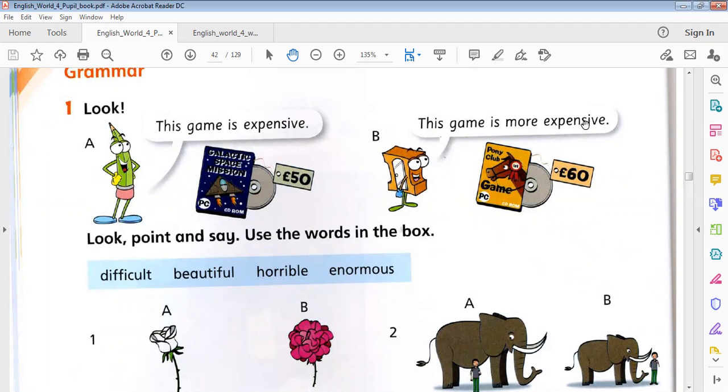More expensive. So what you do is, you always need more. Let's just add more to the sentence. Here, this game is expensive, and just add more and it will be: this game is more expensive.